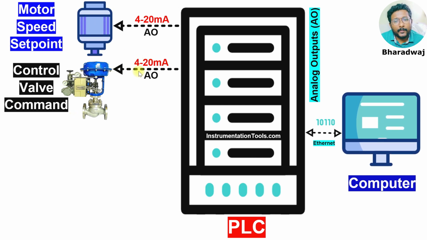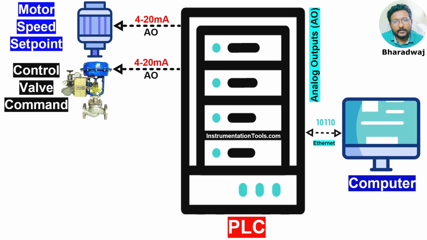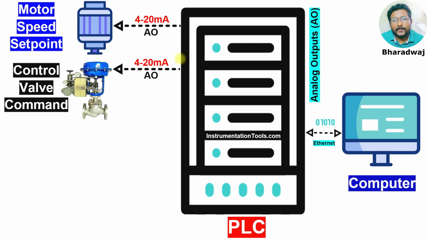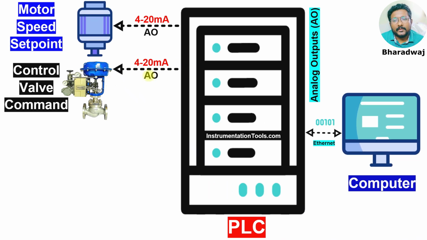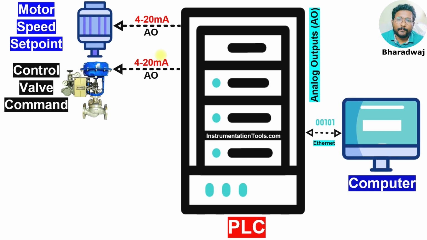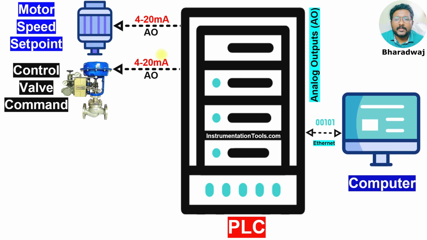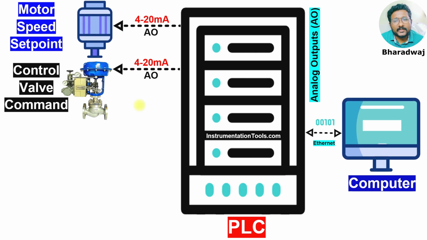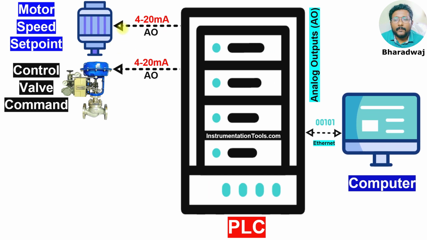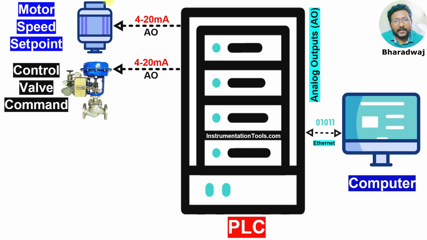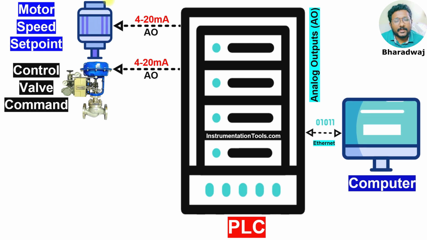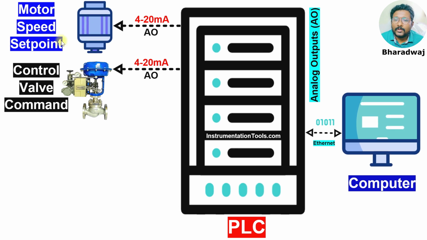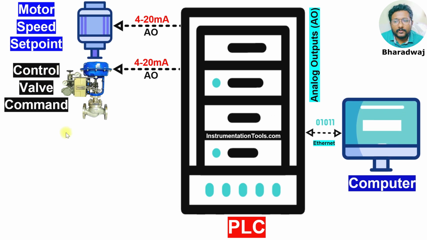If we send a 4 milliamp signal to the valve, let's say it is fully closed. If we send a 20 milliamp signal, then it will fully open. If you send some 8 milliamperes, 12 milliamperes, 16 milliamperes, etc., accordingly it will open. Like 25 percentage it will open, 50 percentage it will open, 80 percentage it will be open. Okay, so this is the control valve command.